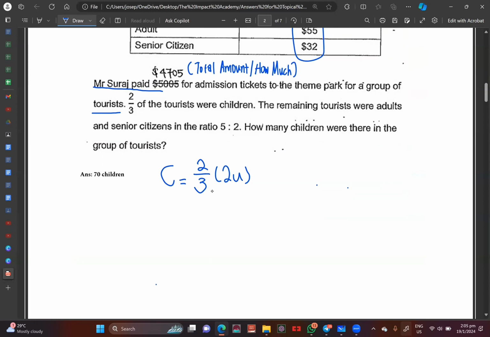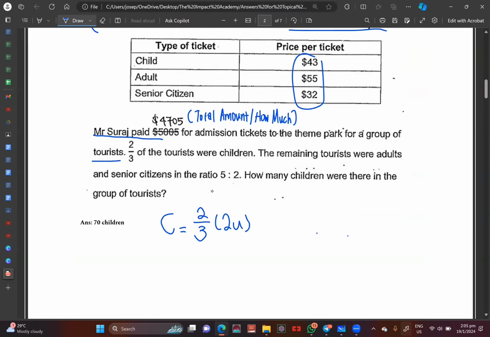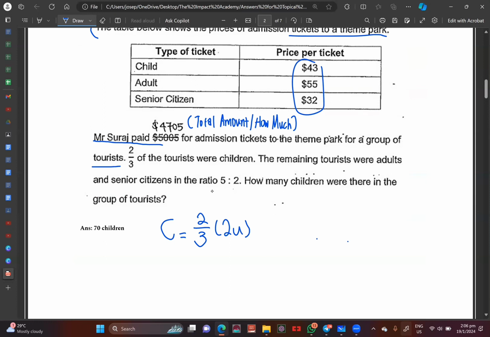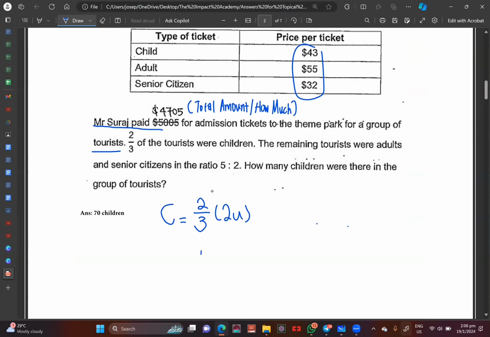Now if children is 2/3, then of course, what is my hidden information? 1 out of 3. But can you tell me what is the significance or the meaning of 1/3? Is 1/3 adults or senior citizens, or adults and senior citizens? Tourists, where got tourists? Very good. So we put A plus SC. Am I making sense here? I don't know how many belongs to adult and I don't know how many belongs to senior citizen.